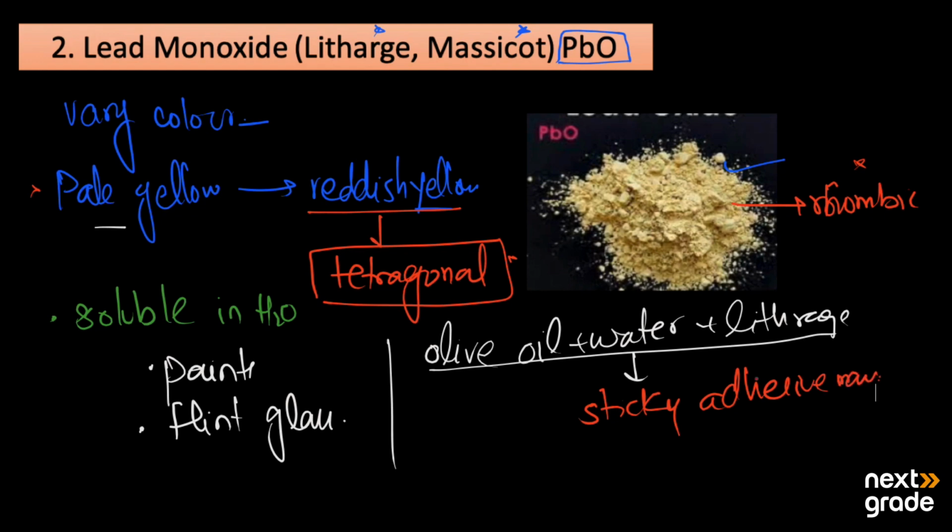And now that mass is further used in the formation of flint glass and in the process of the formation of varnishes. So this was a simple overview about the lead monoxide.